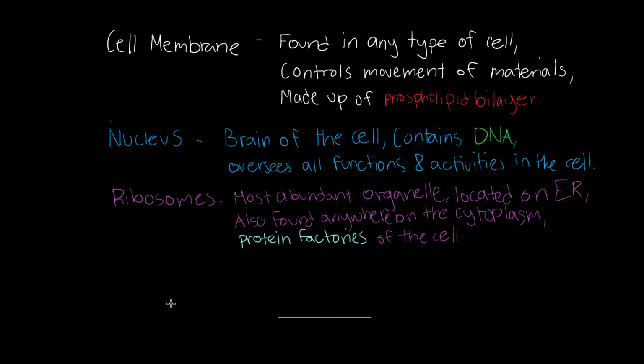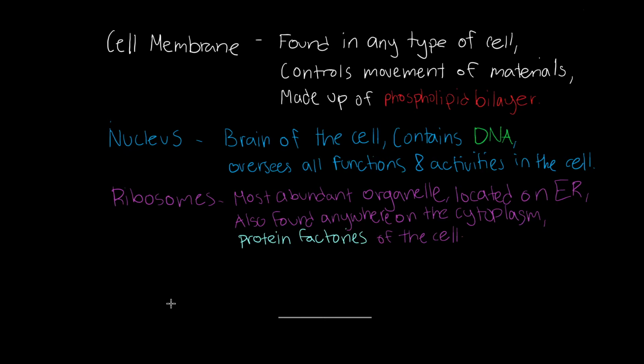The next organelle is the nucleus. You could consider it the brain of the cell because it contains DNA, which holds a genetic blueprint for life. DNA will also be discussed in a future video. The nucleus also oversees all activities and functions inside the cell.